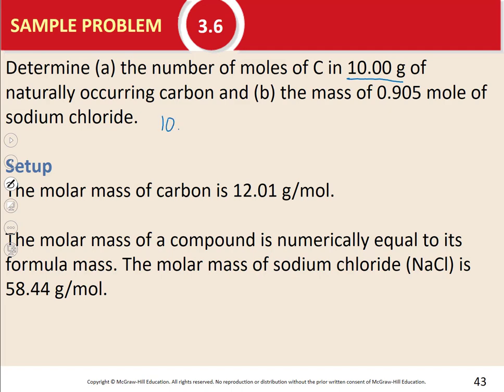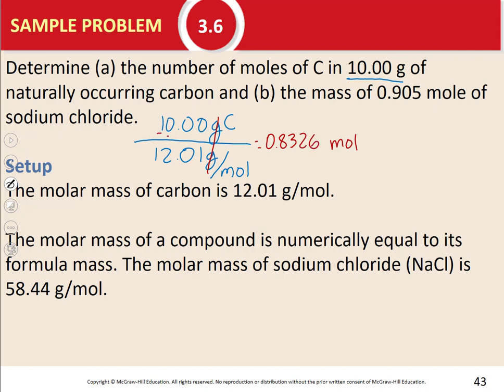10 grams carbon divided by our molar mass, 12.01 grams per mole. Show how the units cancel. How do the units cancel? Good. Grams divided by grams means that grams cancel. 1 divided by 1 over mole means that moles come to the top, so now our unit is mole. 10 divided by 12.01 is what? 0.8326. We got 4 sig figs in this number, so we'll use 4 sig figs: 0.8326 moles of carbon.